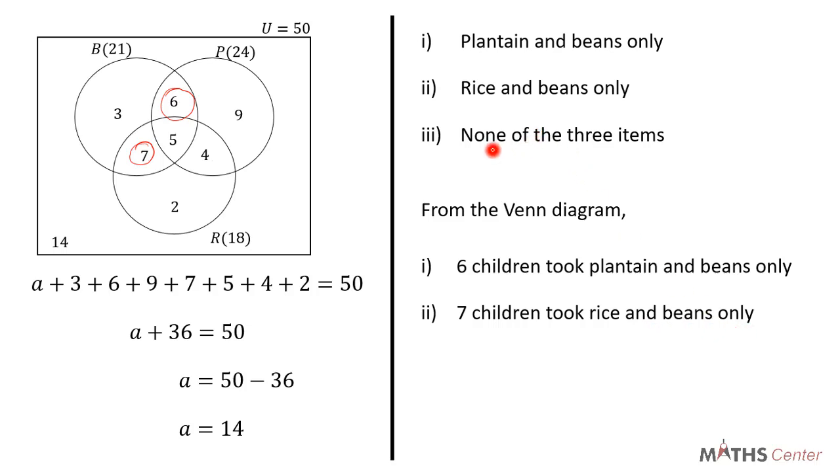And then it also says we should find the number of students who took none of the 3 items. The number of students who took none of the 3 items are the students that do not belong to any of the 3 sets. That is the number of students found outside the 3 intersecting circles. And that is 14. So from our Venn diagram, 14 children took none of the 3 items.